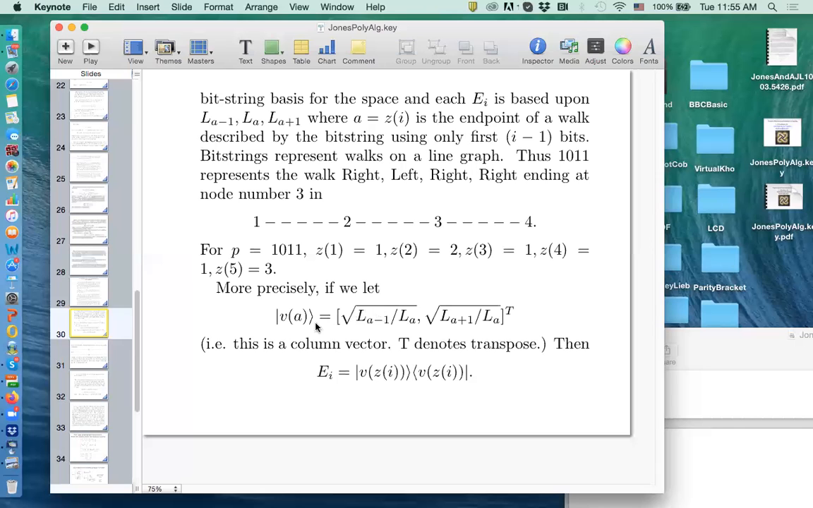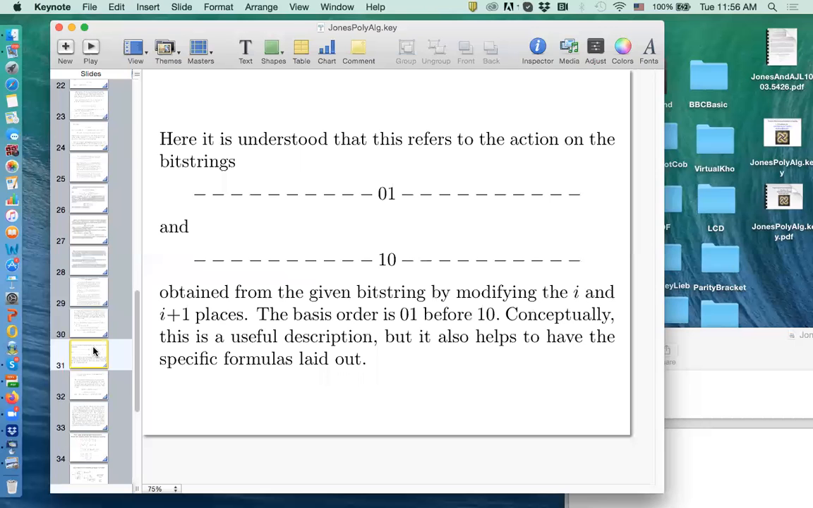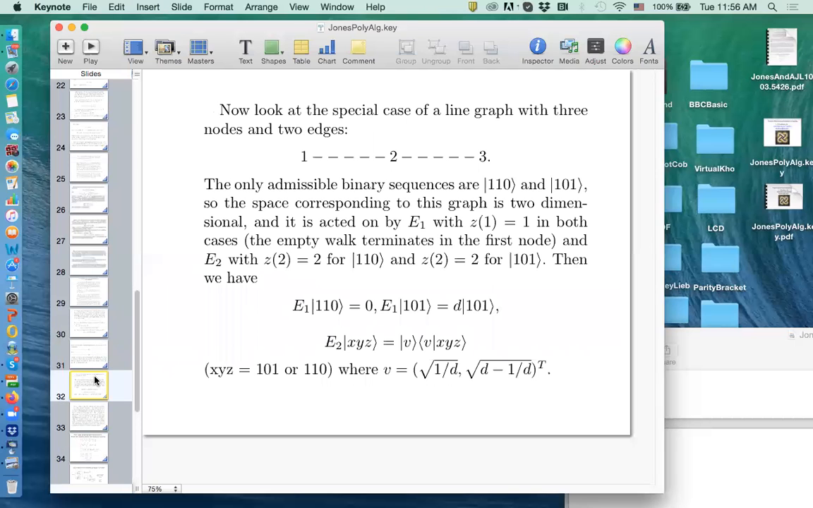Now you define a vector, v of a. And that vector is coming out, by malice aforethought, from the same kind of fiddling that I was showing you for the 2 by 2 case. So I have the square root of lambda a minus 1 over lambda a and the square root of lambda a plus 1 over lambda a, transpose. And the E_i is the ket-bra projector corresponding to that. So I think I have them here.